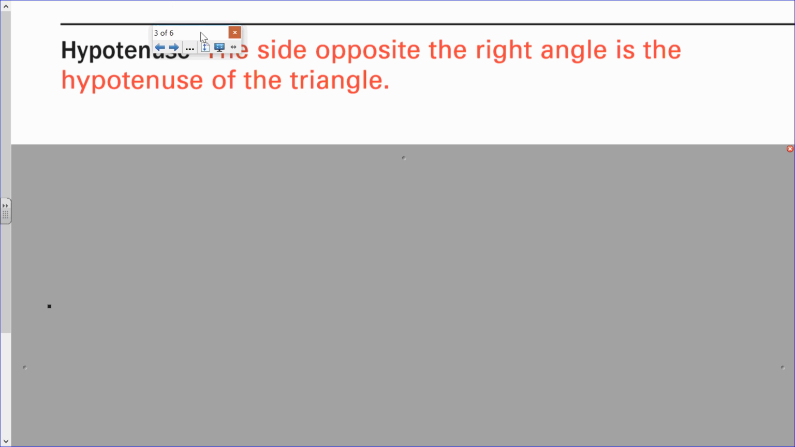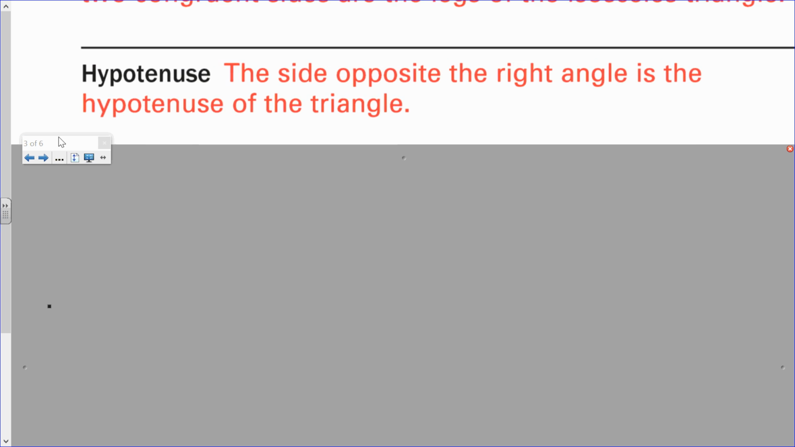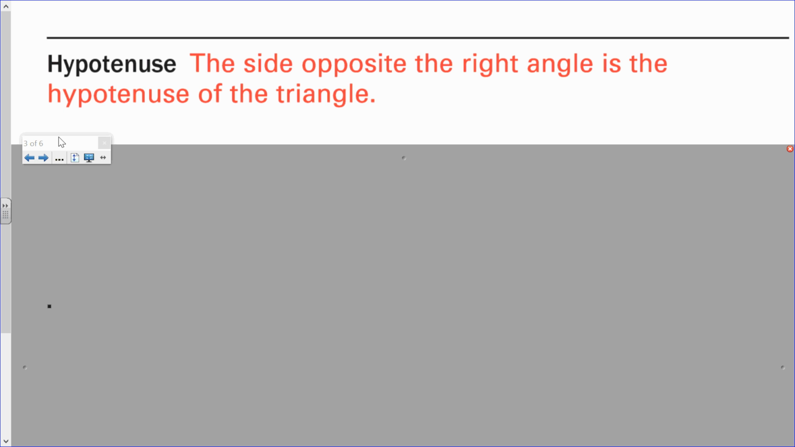Hypotenuse is the next word. It's a Greek word. The side opposite the right angle is the hypotenuse of the triangle. Go ahead. The side opposite the right angle. That's okay to say that. The side opposite the right angle is the hypotenuse of the triangle.